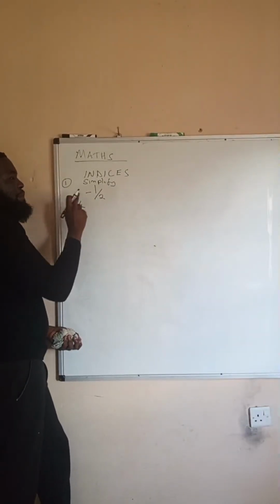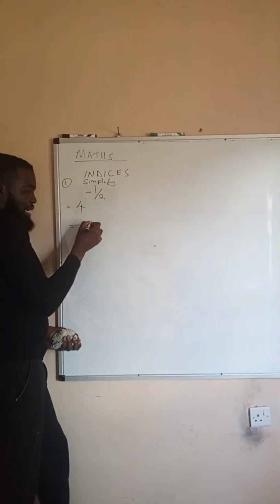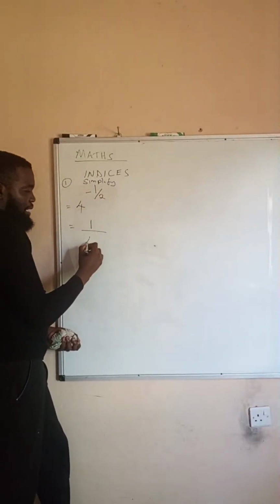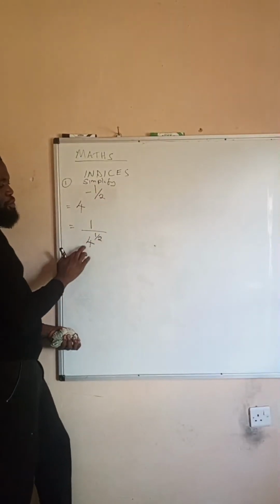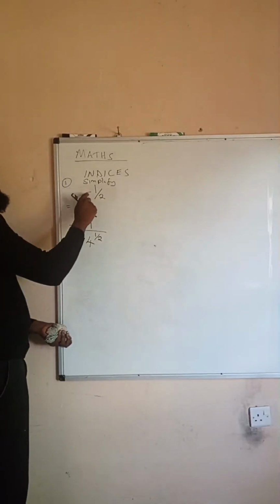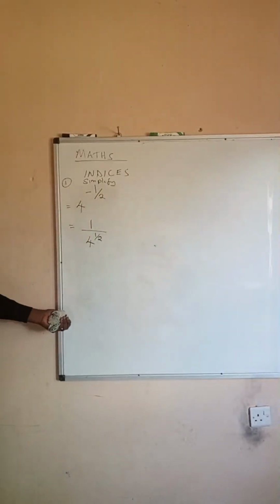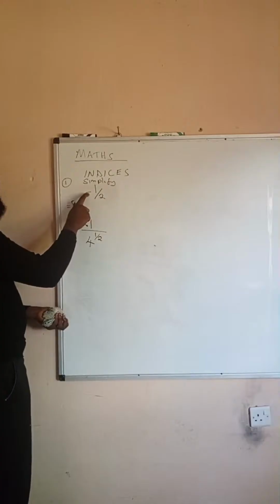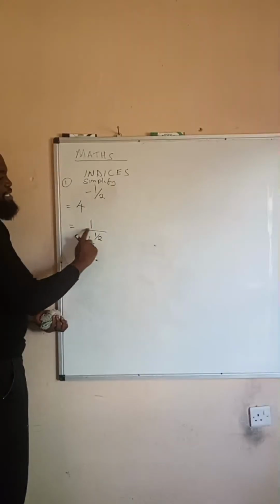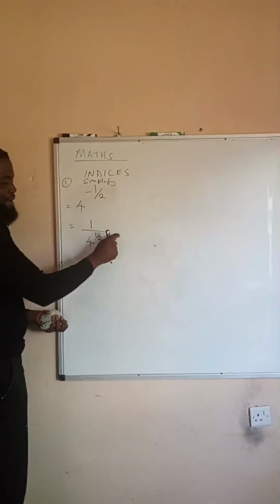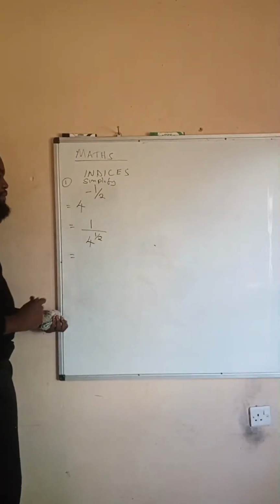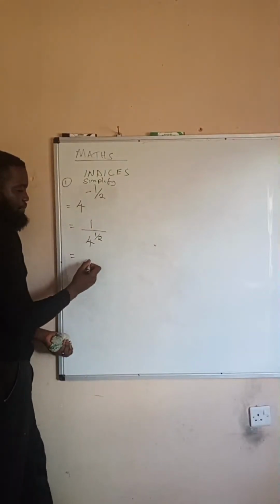The first thing you do if the power is negative is put a 1 like this, then a dash, and then the whole of this comes down here: 4 to the power 1 over 2. The negative will disappear once you put a 1 on top. I repeat: if they give you a question with a negative power like this, you put 1 over, and the negative disappears, then you put 4 to the power 1 over 2.